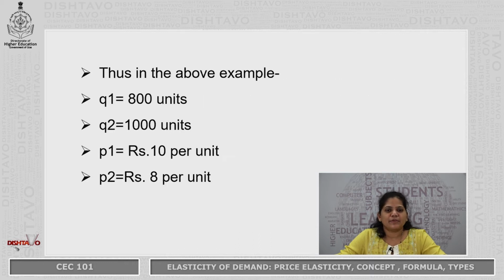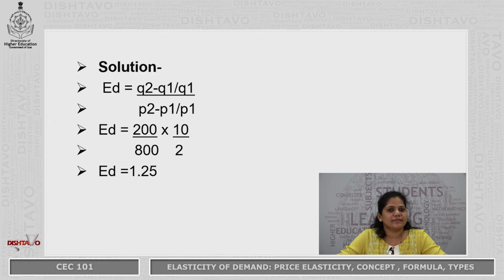In the above example, we will first find all the values. Here Q1, the original quantity demanded, is 800 units. Q2, the new quantity demanded, is 1000 units. P1, the original price, is rupees 10 per unit, and P2, the new price level, is rupees 8 per unit. When we insert all these values in the formula and do the cancellation, the value we get of price elasticity of demand is 1.25.